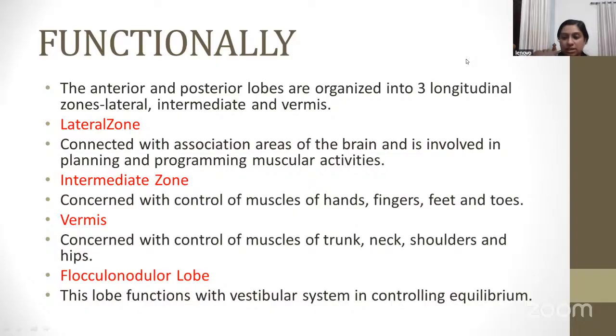According to function, we can divide the cerebellum into three longitudinal sections. So we have a lateral zone. It is concerned with the association areas of the brain, and it is involved in the planning and programming of the muscular activities. And the intermediate zone is concerned with the control of muscles of hands, fingers, feet, toes, etc. And the vermis, or the median part, is concerned with the control of the muscles of the trunk, neck, shoulders, and hips. And the flocculonodular lobe, as a whole, is separated, and this lobe functions with the vestibular system, basically controlling the equilibrium.